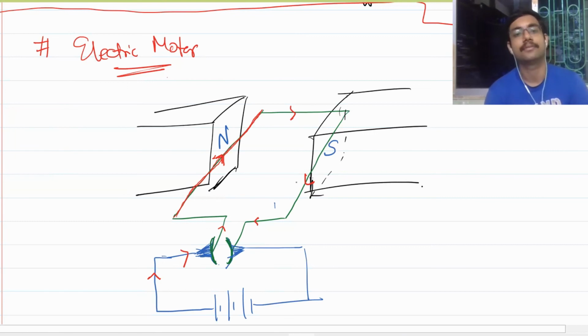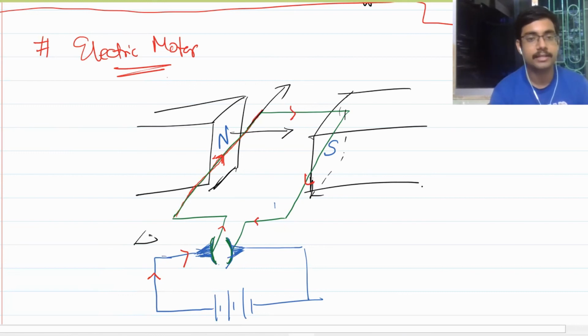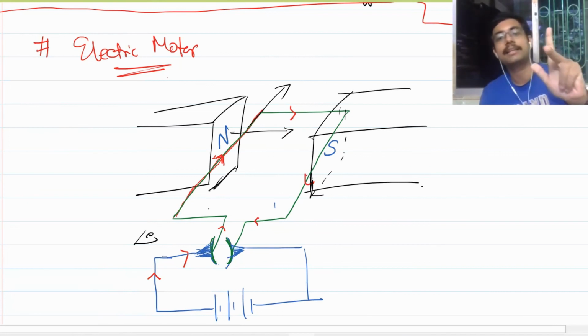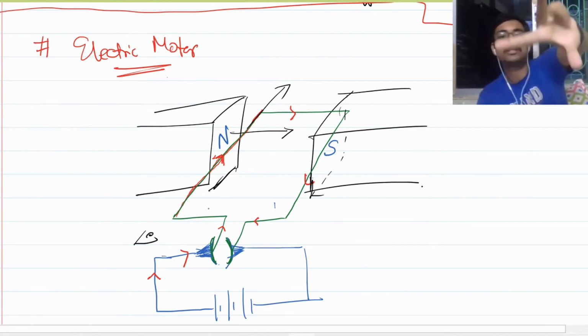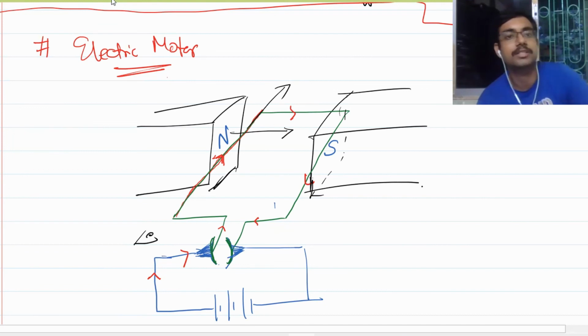If you have north pole here and south pole here, that means the magnetic field is towards the right. The current, if you look at from here, is into the page. So where will it experience the force? Current like this, magnetic field like this, can you see that it will experience the force downwards?